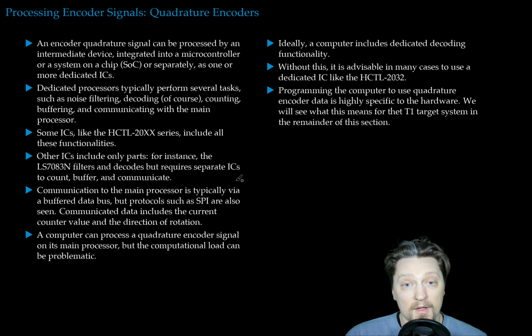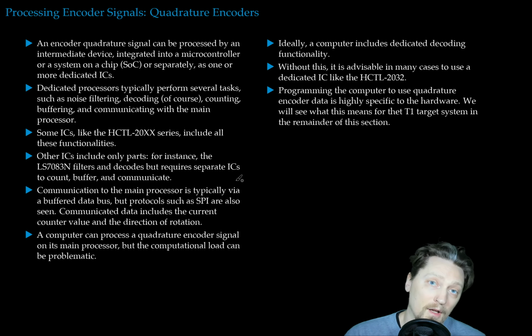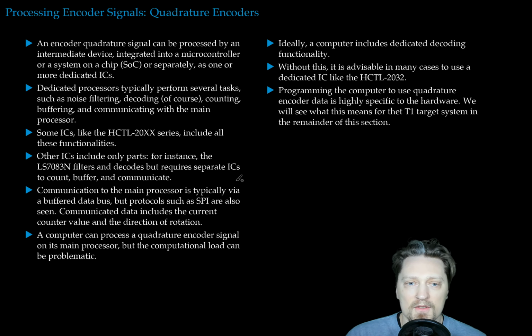Dedicated processors typically perform several tasks such as noise filtering, decoding, of course, counting, buffering, and communicating with the main processor. Some ICs, like the HCTL 20 series, include all these functionalities. Other ICs include only parts. For instance, the LS7083N filters and decodes, but requires separate ICs to count, buffer, and communicate.